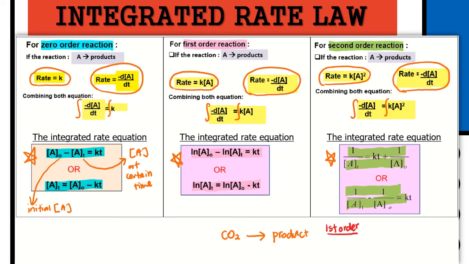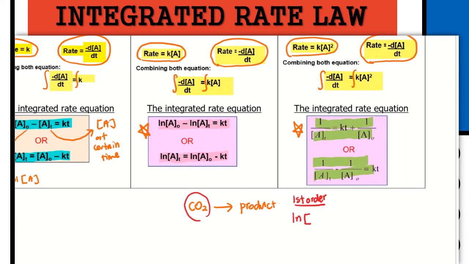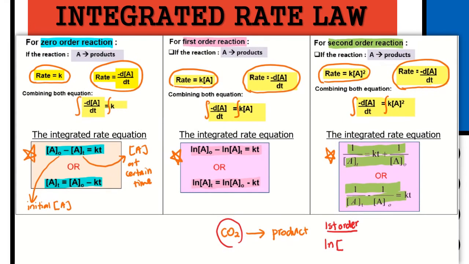Okay, so what is the integrated rate equation for this reaction? So you will write down as ln, here change A into that specific reactant. Since my reactant here is CO2, it will be ln CO2 naught minus ln CO2 at certain time equals kt. Okay, so this will be your equation. So make sure you substitute the reactant correctly according to what's given.